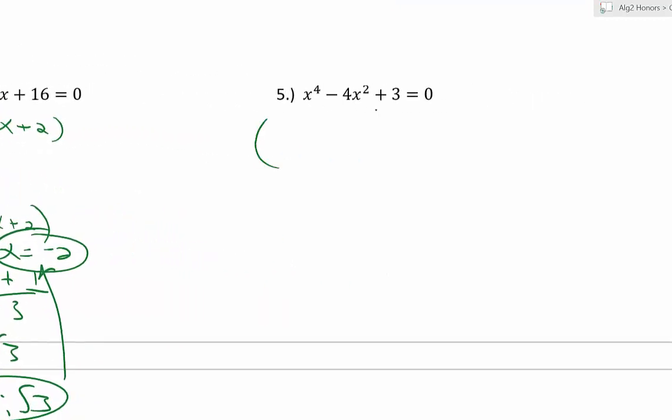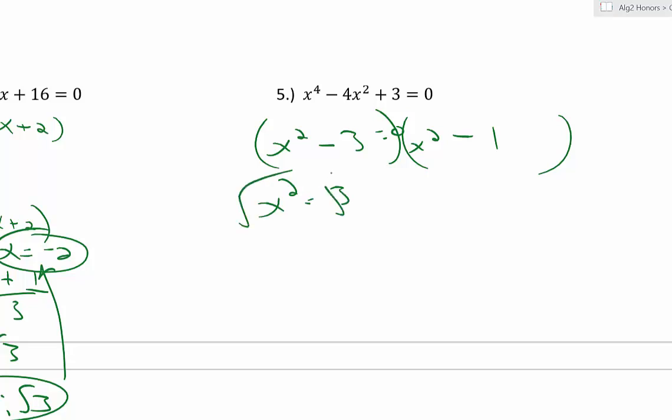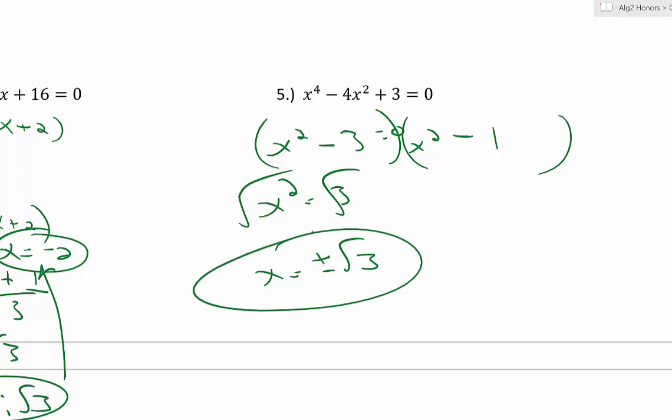Number 5 is going to factor evenly because we have x squared and x squared. We want minus 3 and minus 1. X squared minus 3, we're going to set it equal to 0. So x squared equals 3 and take the square root. Plus or minus root 3, that's all we can do there.